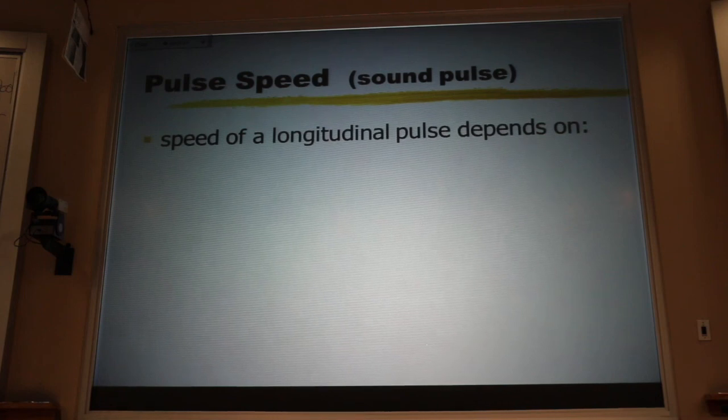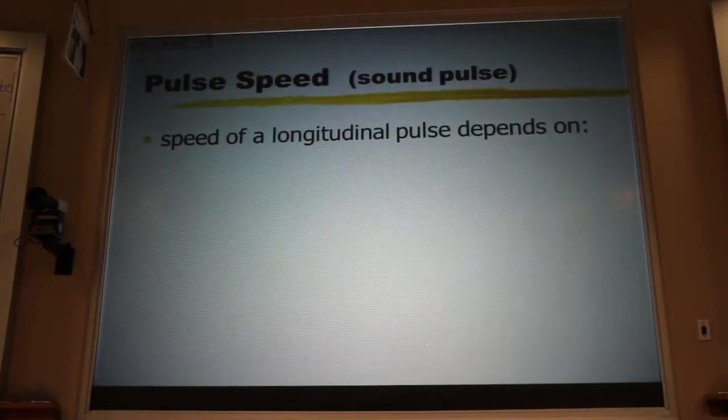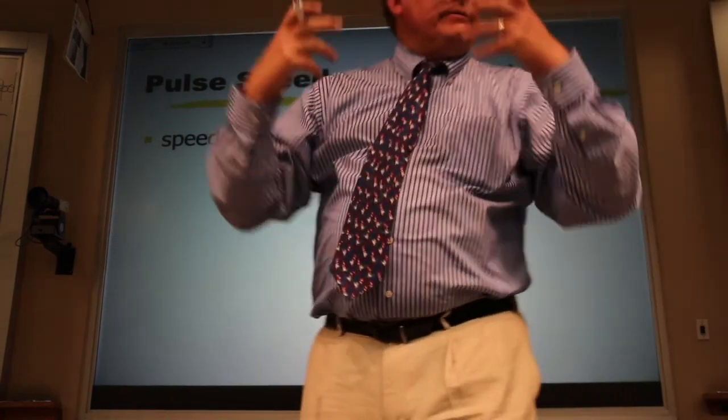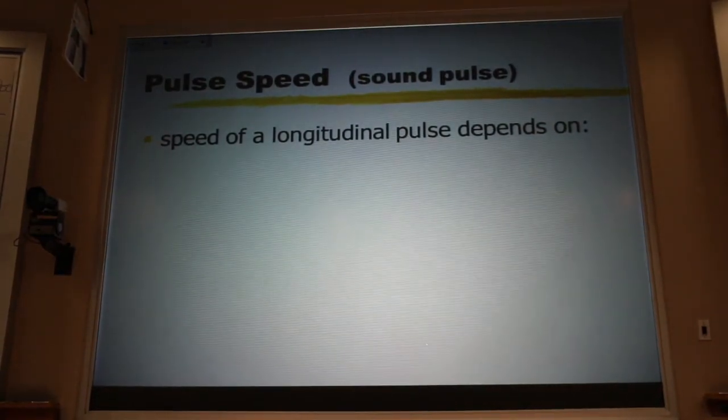What else? The force exerted by your voice? The initial force with which you, "Ha!" Also the initial conditions. That would affect how far it goes, but not the speed. Okay, we'll come back to that.